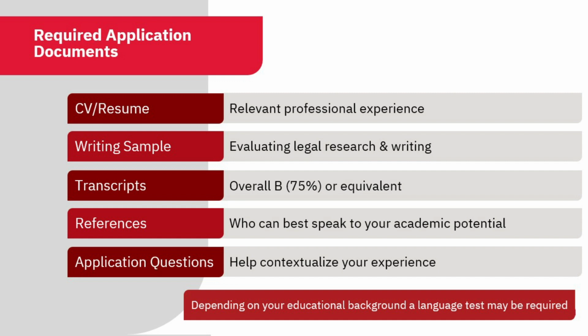After you've completed your application and paid your application fee, your file will go into queue for review. Our team will do an initial review of your file for completeness and let you know if anything further is required. We'll keep you informed of the status of your application throughout the process. The timing of when you'll receive a decision depends on a number of factors, such as when you applied and when your application became complete. But in general, applications are reviewed on a rolling basis and early offers are made to top candidates. But most decisions are made within about a month of the final application deadline.